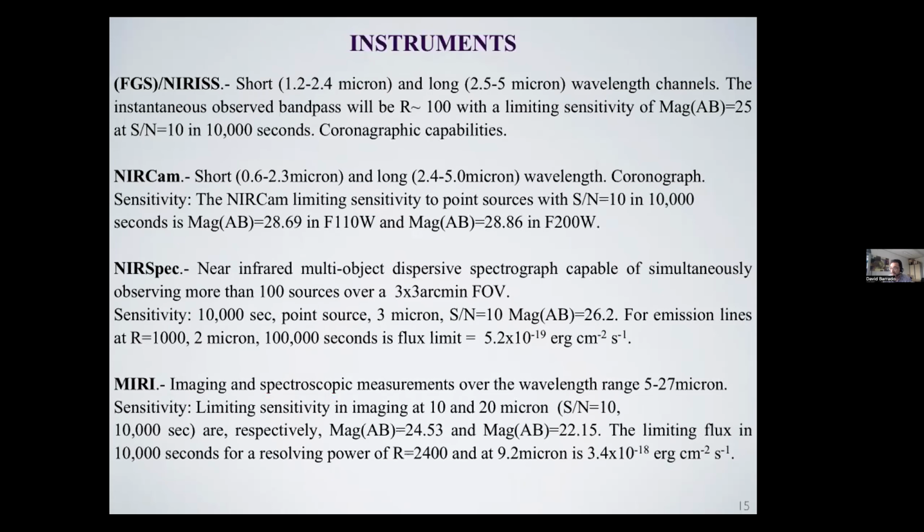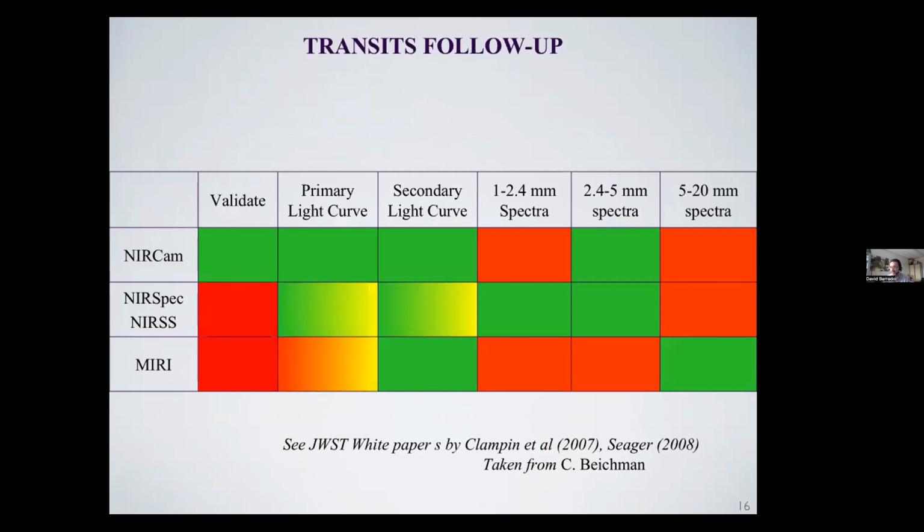And this is the collection of instruments. I'm not going to go into the details. This information is in the ESA or NASA web pages. But in any case, the important thing, as I already said, is that all these four instruments can provide very important information for the characterization of exoplanets. And in one of the cases that I'm going to show later, actually they have been used for the same target, for the same planet, and we can see how well they complement each other. But in the particular case of a follow-up for transits, each of them has its own capabilities. This is a visual summary of what you can do with each instrument.